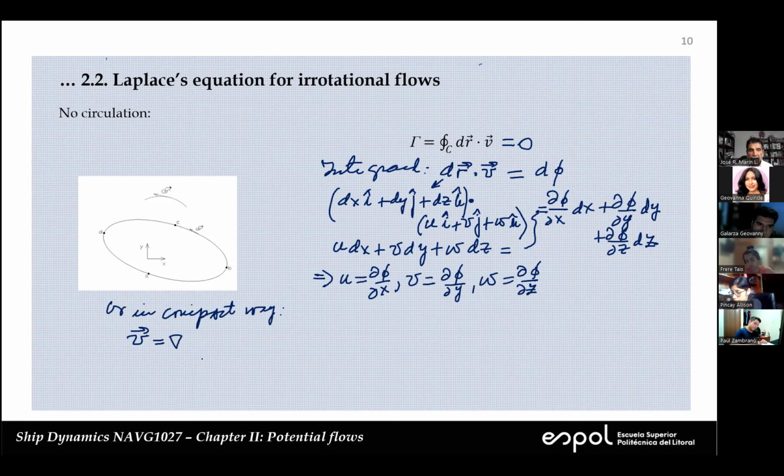Now, phi is what we call the velocity potential. So instead of trying to find u, v, w, we're going to try to find phi. And the gradient of phi will be equal to the velocity.